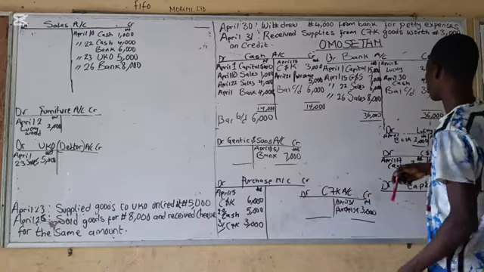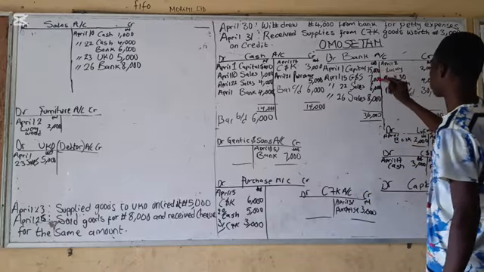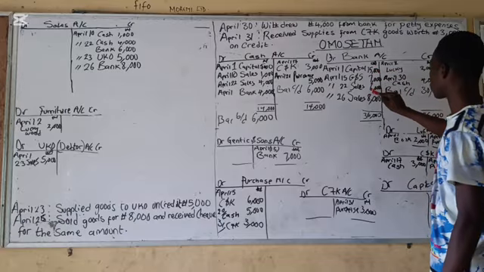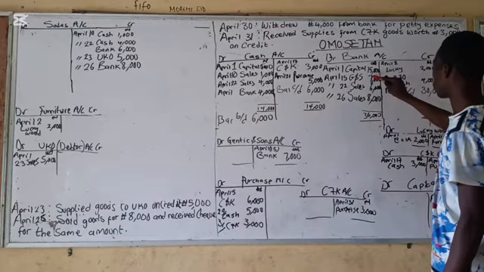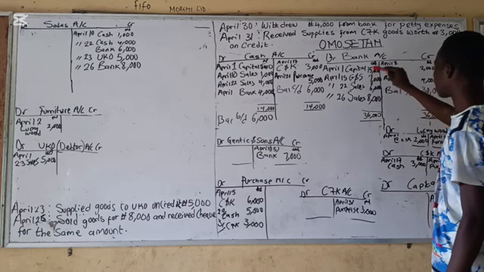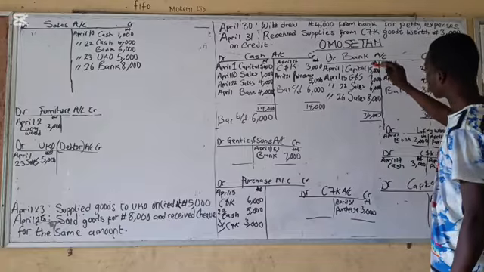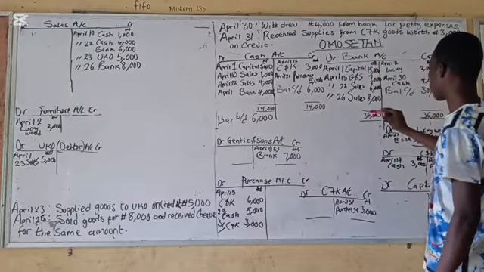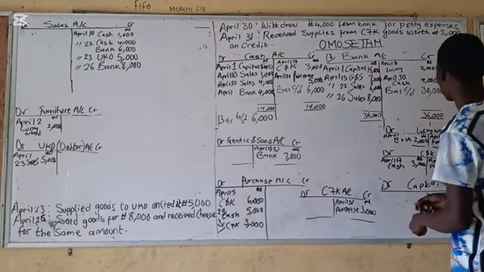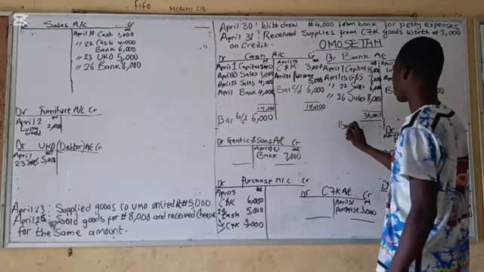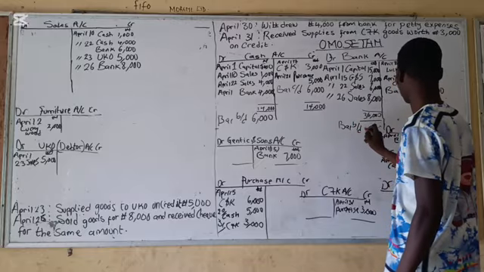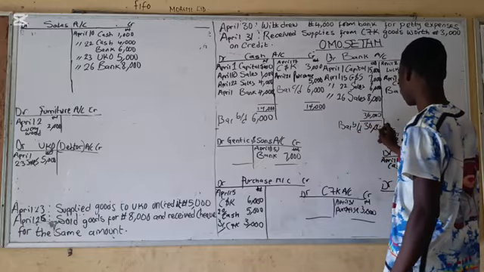Now let's check again if we made a mistake. So we have 0, 0, 0, 0. 8 plus 6, that's 14. 14 plus 7, that is 21. 21 plus 5, that is 26, right? So we have 6, we have 2 here. It's correct. So we have a balance carried down, balance brought down rather, of 30,000 naira.